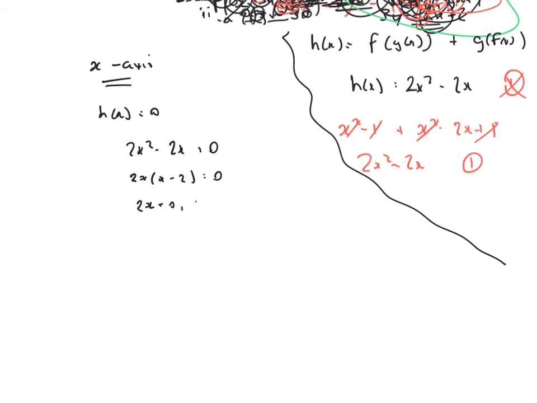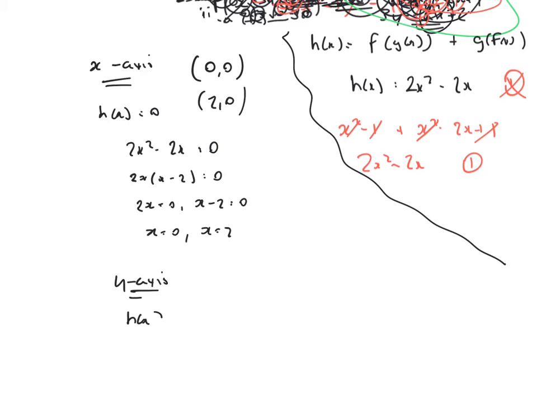2x equals 0 or x minus 2 equals 0, which means x is 0 or x is 2. Okay, so that gives me my points that cut the x-axis, which is (0, 0) and (2, 0). Let's now check the y-axis by making x equal to 0. So that will be h of x equals 2 lots of 0 squared minus 2 lots of 0, which gives me 0, which is the origin again, (0, 0).